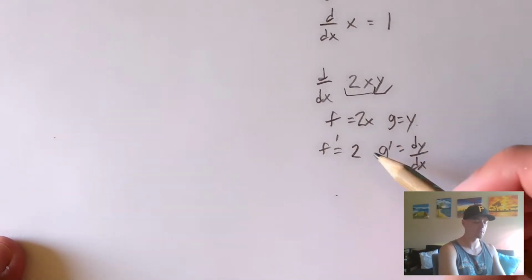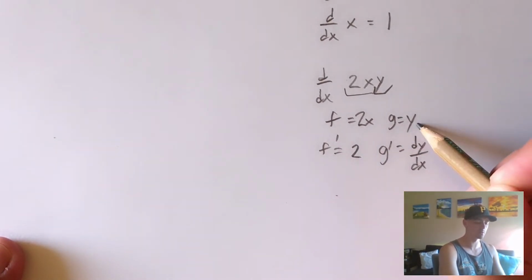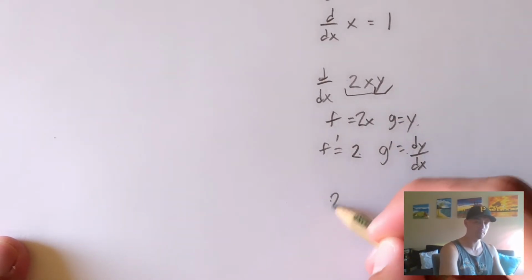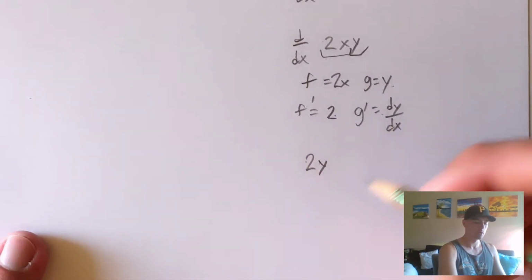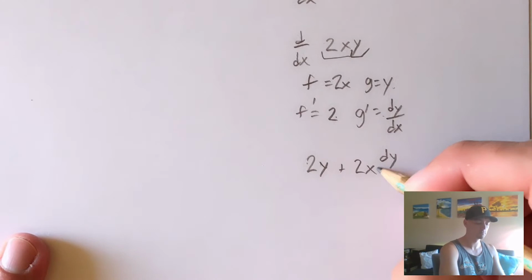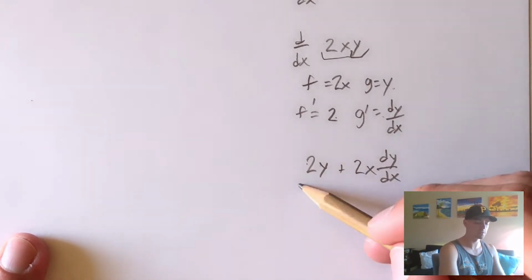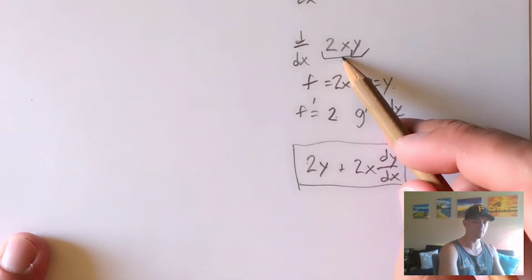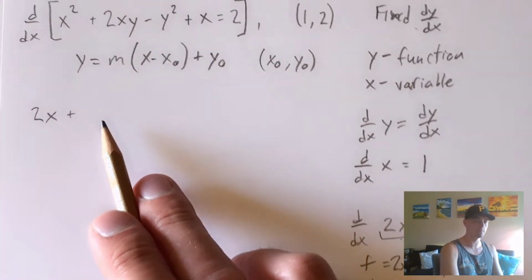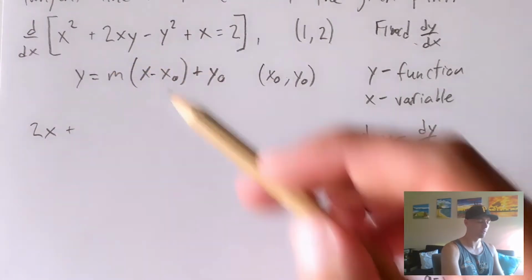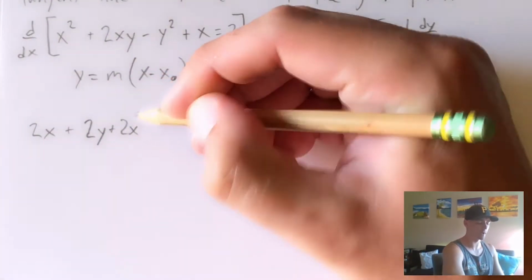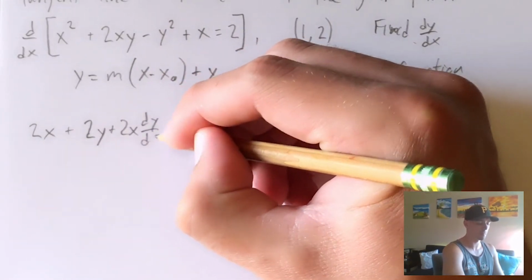And then the product rule says basically that we'll multiply this one by this one and then add this one times this one. So 2 times y plus 2x times dy dx. So this here is the derivative of 2xy. So let's go ahead and take this up and bring it back over here. The derivative of 2xy, again, is just 2y plus 2x dy dx.